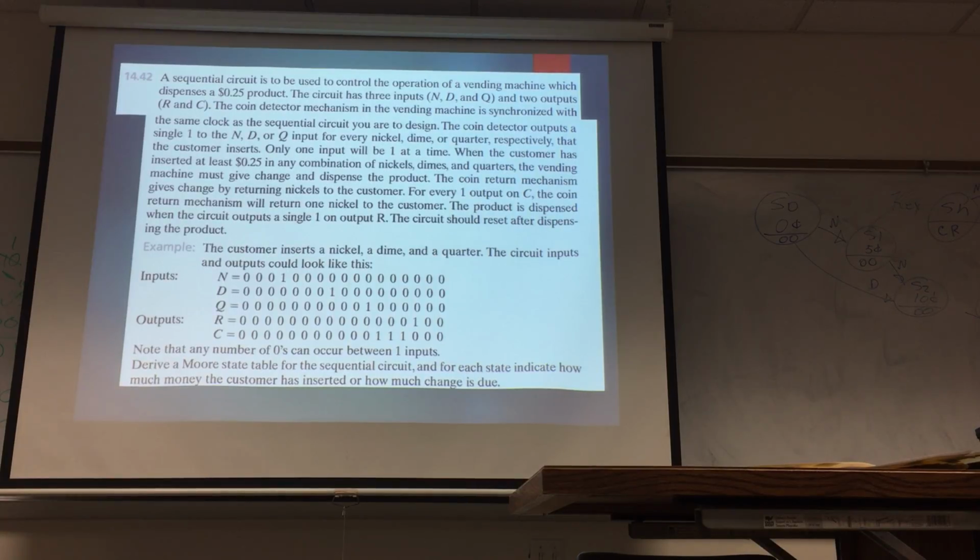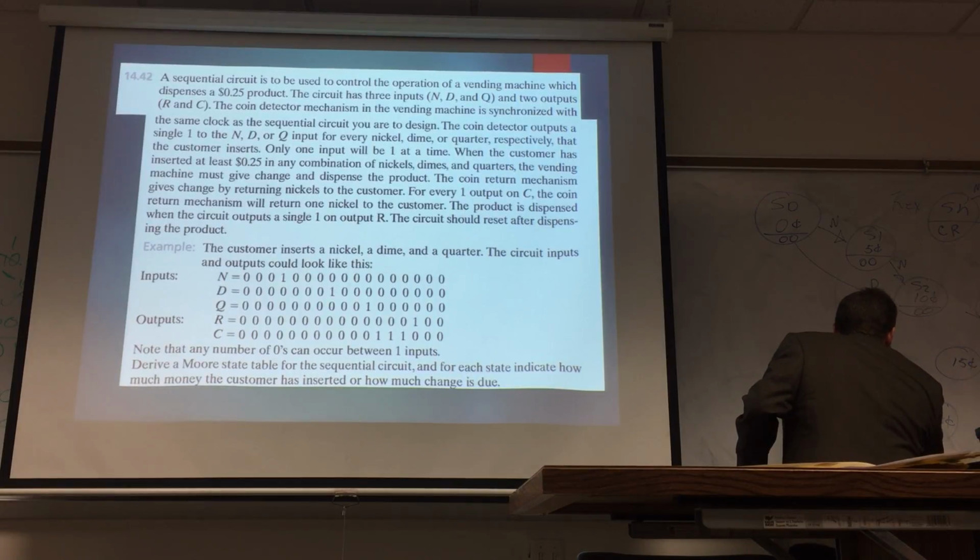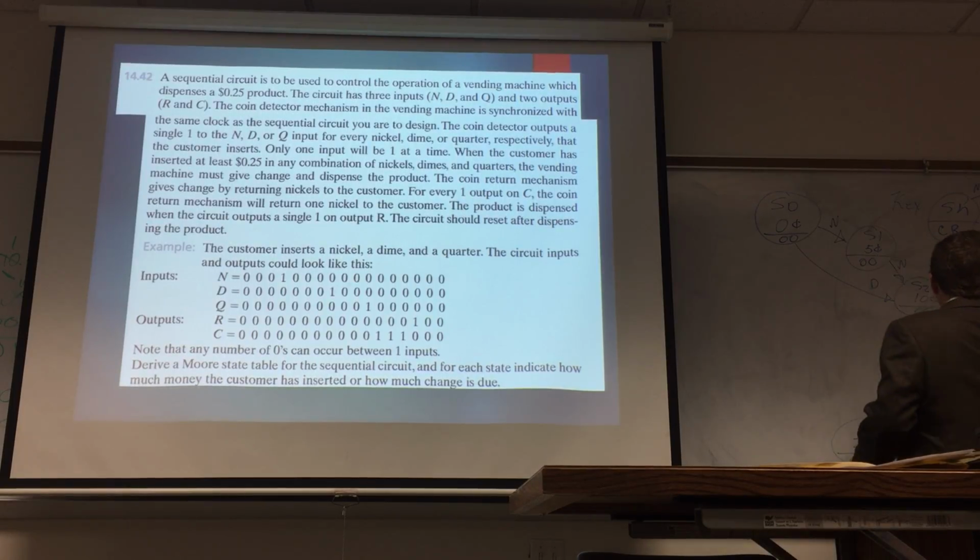So I am running out of time, so we'll go this pretty quick. Everybody see what I need here? I'm going to need every 5 cents. So I'm going to need a 15-cent state, a 20-cent state, and a 25-cent state. Now that's kind of a special state here. So S3, S4, S5.